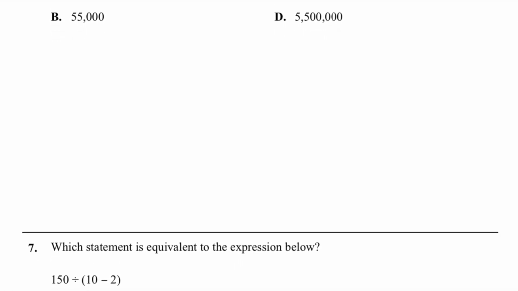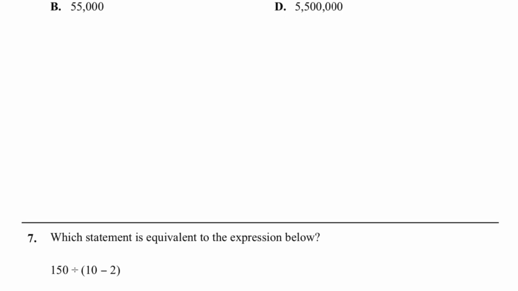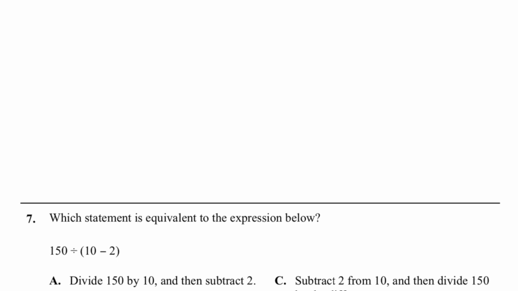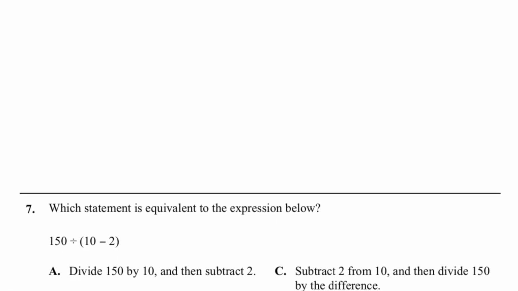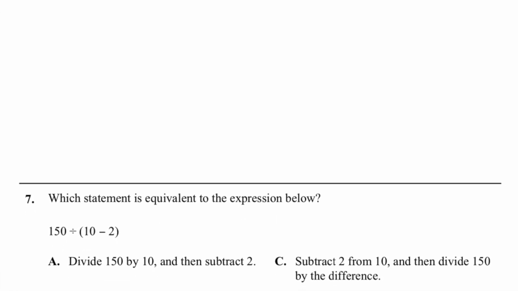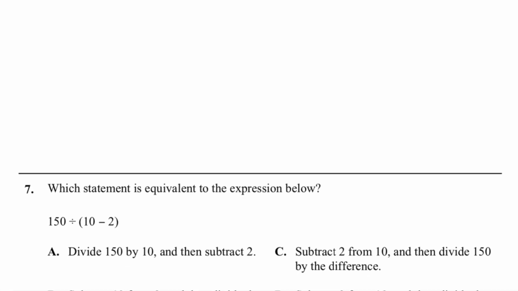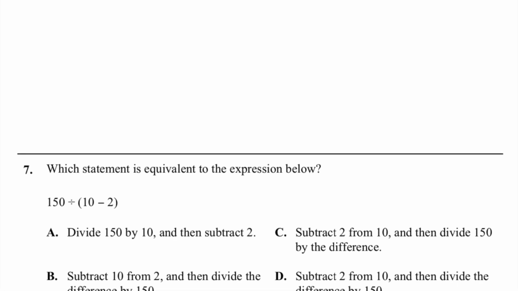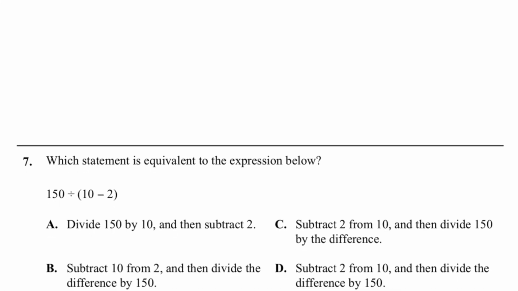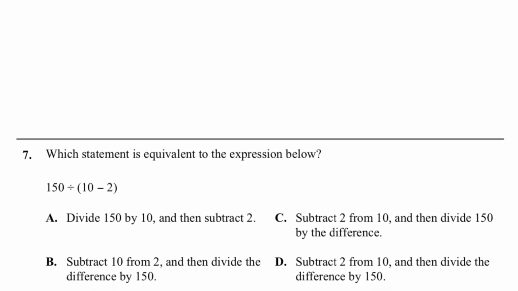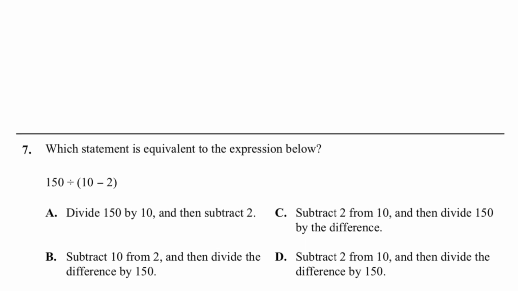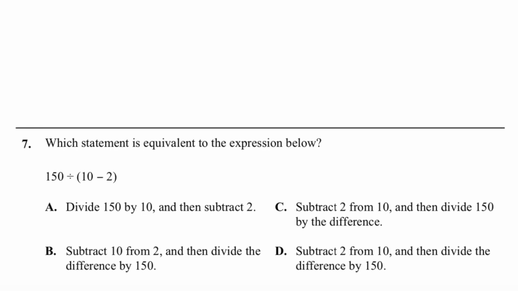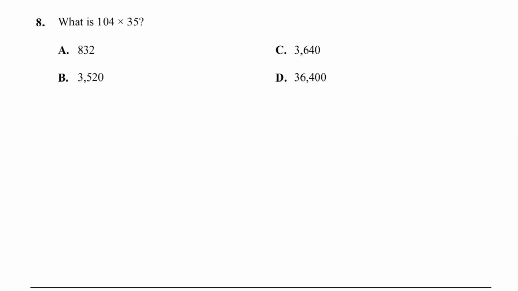150 divided by 10 minus 2. A. Divide 150 by 10 and then subtract 2. B. Subtract 10 from 2 and then divide the difference by 150. C. Subtract 2 from 10 and then divide 150 by the difference. D. Subtract 2 from 10 and then divide the difference by 150.